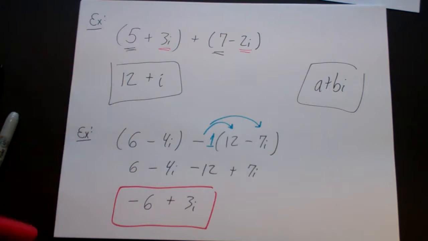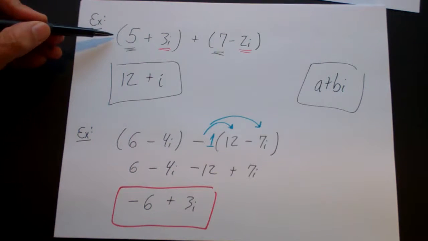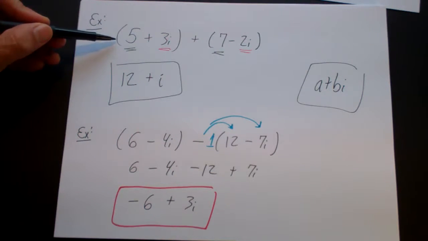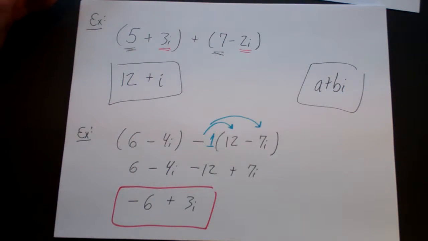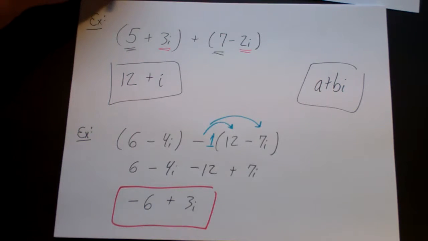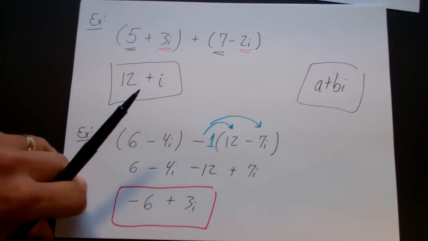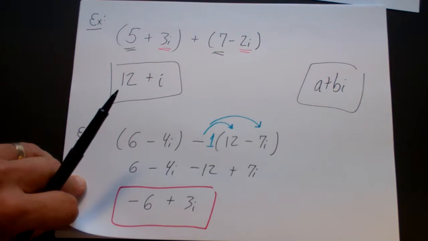So both adding and subtracting with complex numbers is very easy. You simply treat it just like you would if there were variables, except whenever you get an imaginary number, a complex number, to a power, you're going to simplify it.